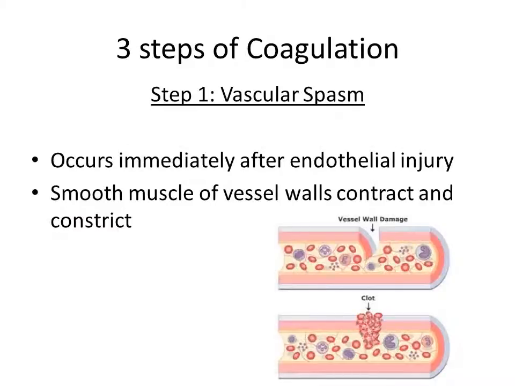So now we're going to talk about the 3 steps of coagulation. This occurs when there is vascular injury. In the first step, endothelium injury, you can see there's a cut in the slide right here. The smooth muscle around the blood vessel will contract and constrict to help close off that injured area.